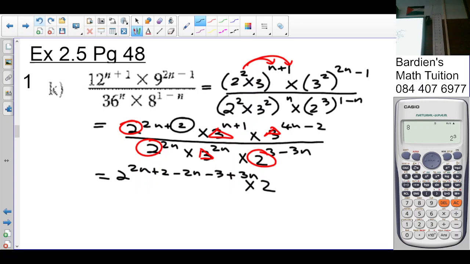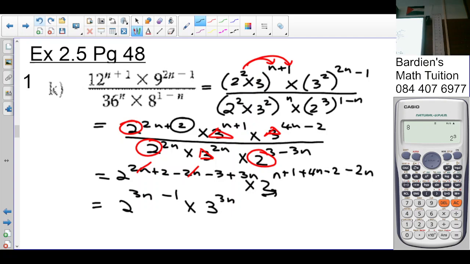No, 3. 3 to the n plus 1 plus 4n minus 2, minus 2. You all agree with that? So that will simply be 2n minus 2n plus 3n is 3n. You all agree with that? 2 minus 3 is minus 1 times 3. For n plus 4n is 5n, minus 2n is 3n. 1 minus 2 is minus 1.